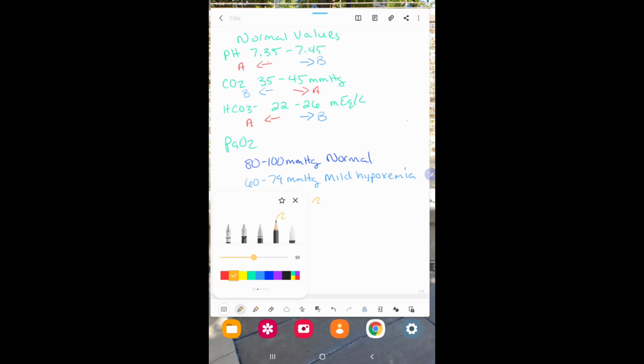Okay, in a color that we'll be able to see. So it was 40 to 59, and that is going to be your moderate hypoxemia. Okay, and then we have one more to do, which is pretty simple. Anything less than 40 is going to be severe hypoxemia.